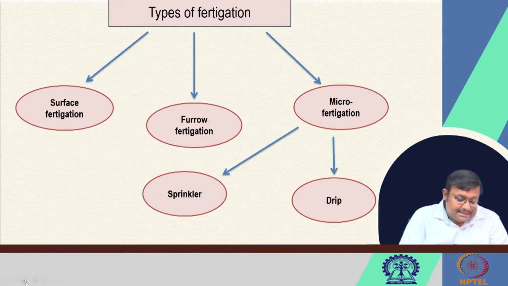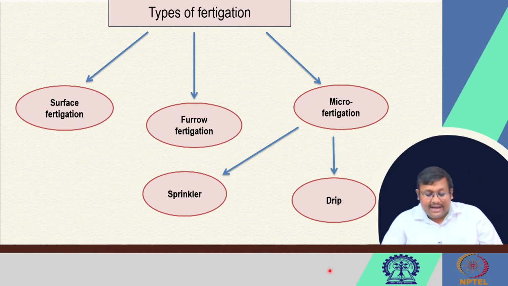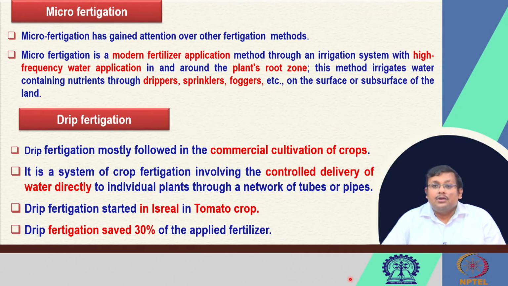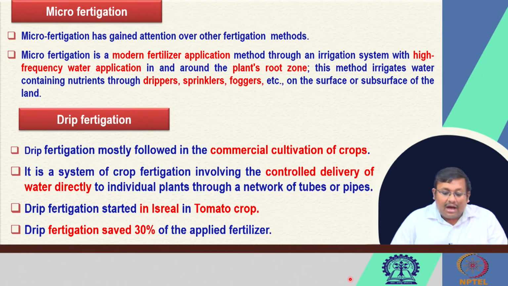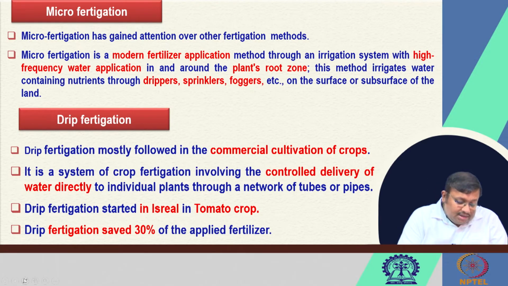So, let us go ahead and see micro fertigation. Now, micro fertigation has gained attention over other fertigation methods. What is micro fertigation? Micro fertigation is a modern fertilizer application method through an irrigation system with high frequency water application in and around the plant's root zone.